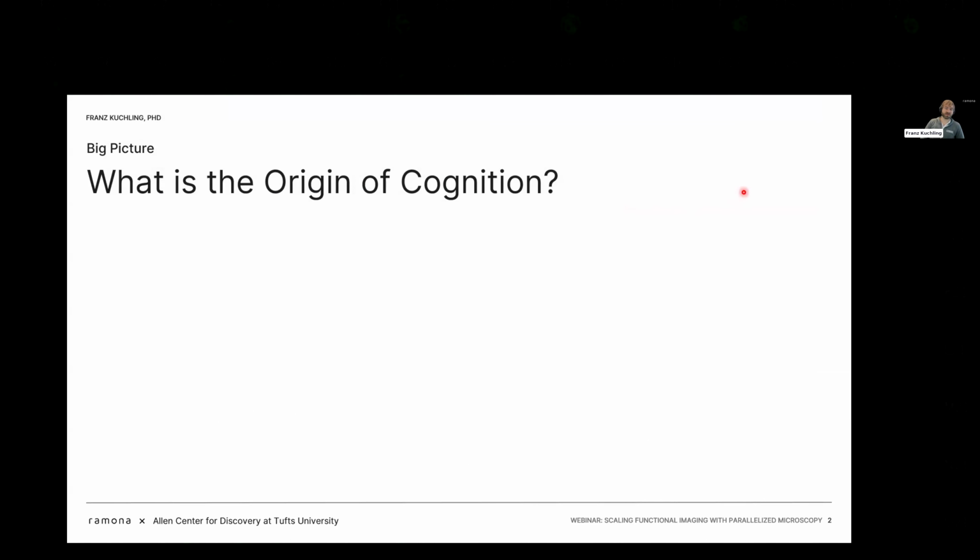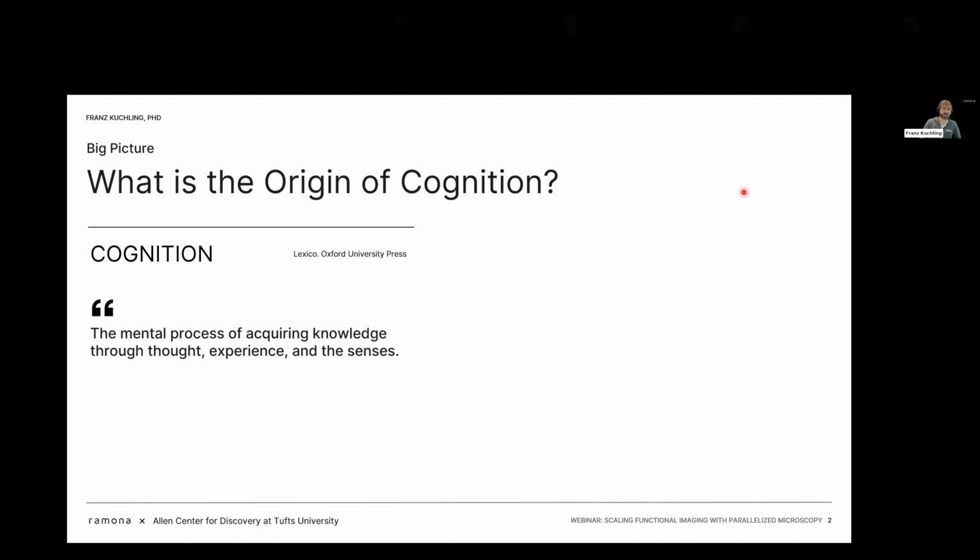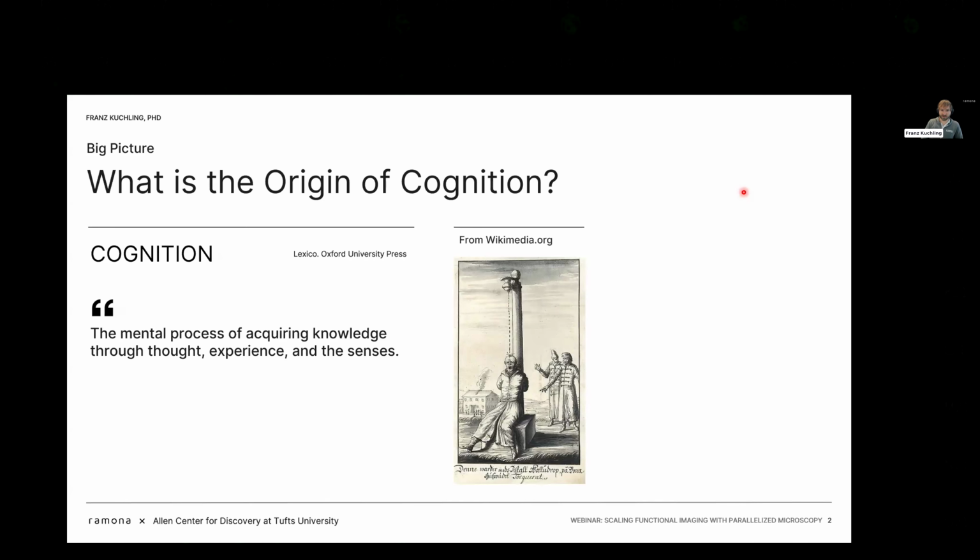So the question really underlying all of this is, what is the origin of cognition, which the Oxford University Press defines as the mental process of acquiring knowledge through thought, experience, and the senses. And that can be, just like in a PhD, pretty torturous.